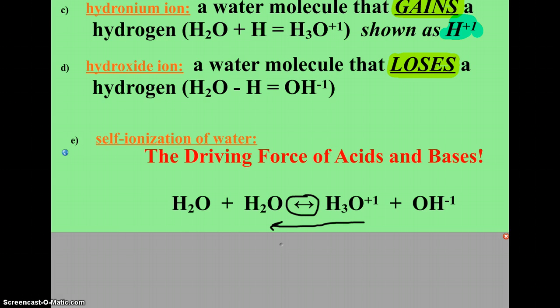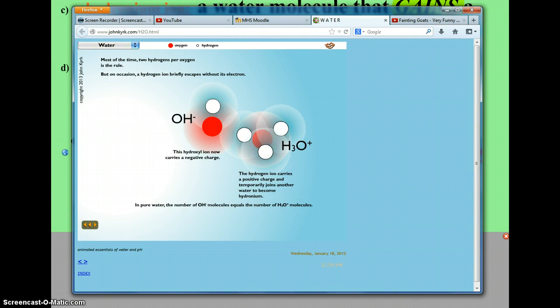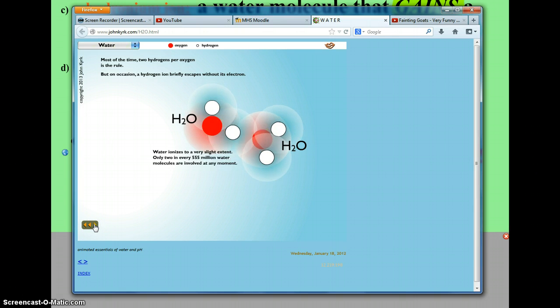Now let's take a look at this with a little visual skit. So as you see here, most of the time water exists as water, 2 hydrogens per oxygen, H2O. Well, sometimes they'll bump into each other and one of the water molecules will become hydronium, the other will become hydroxide. And again, at the same time, they can bump into each other and go back to being water. Well, in every water sample, as it says there, this happens at a very slight amount. Only 2 in every 555 million water molecules are involved at any moment. But it does happen.